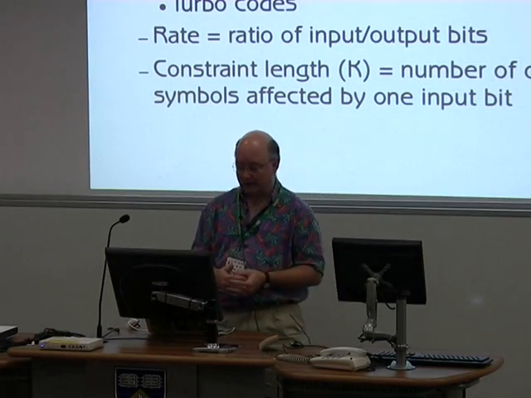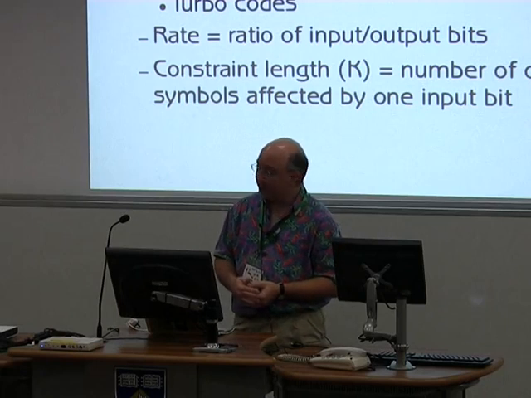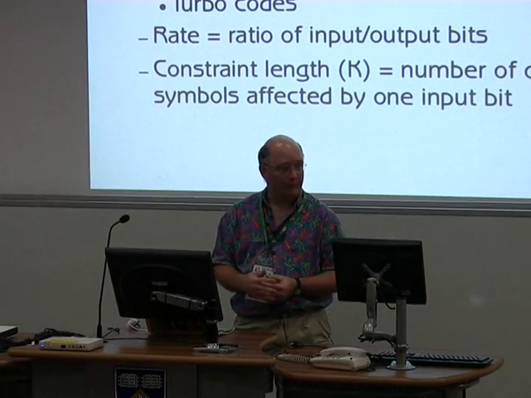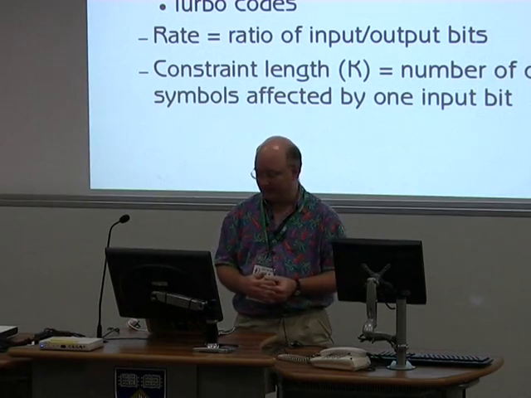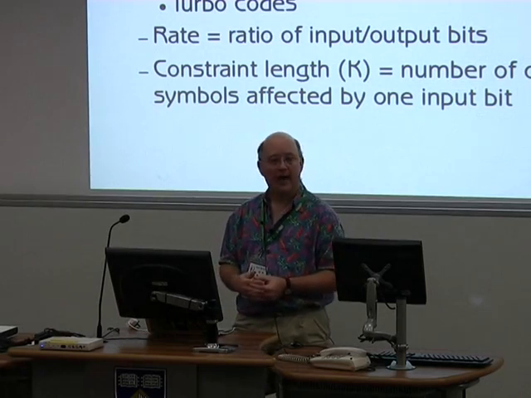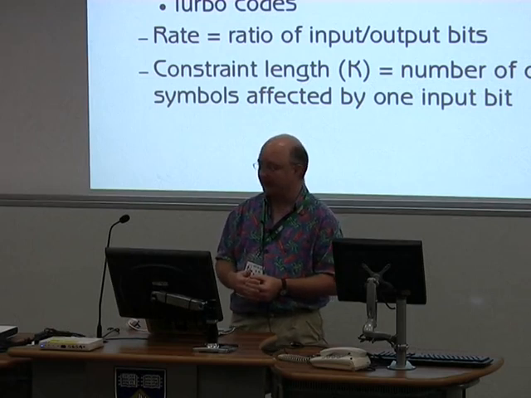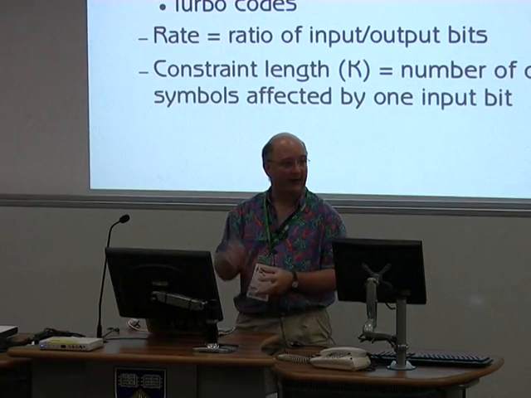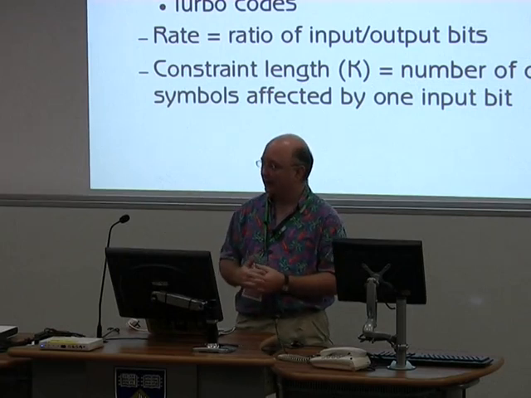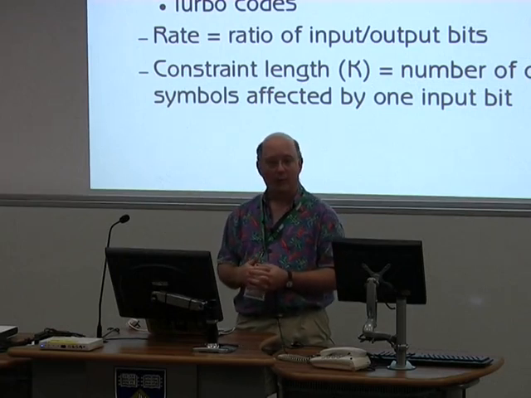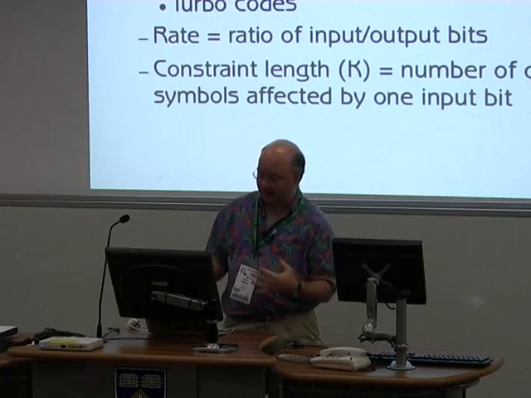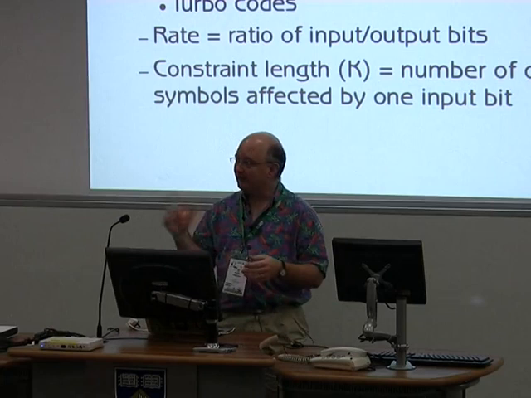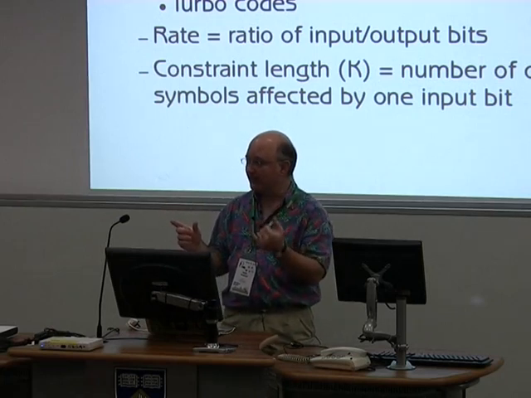The constraint length is the other important part about a convolution code, and that's the number of output symbols that are affected by a single input bit. And by output symbols, I mean a collection, however many output bits are generated, that collection. So in a constraint length 3, rate 1/2 encoder, which I'm going to show the example of here, you have 6 bits generated for every 3 bits input.